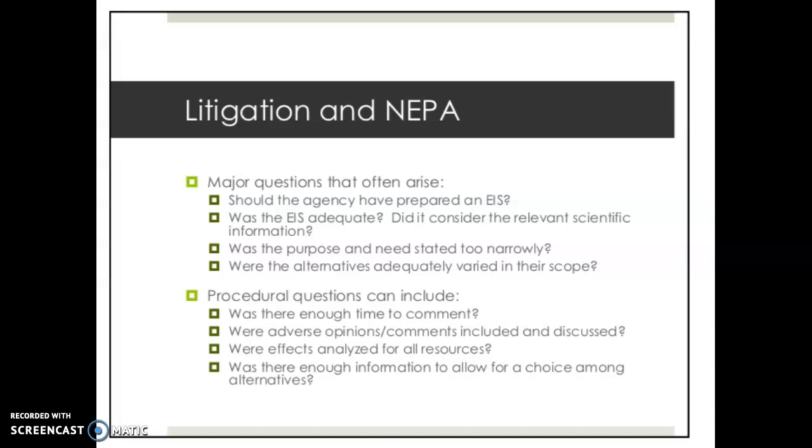And there are procedural issues that can be brought up to force litigation. Was there enough time to comment? Was there enough time for the public to respond to the draft statement that they put out? Were adverse opinions and comments included and discussed, or were they just ignored? Were effects analyzed for all the resources? So were the impacts disclosed for all the resources that were going to result from this action? Was there enough information to allow for a choice amongst the alternatives presented?